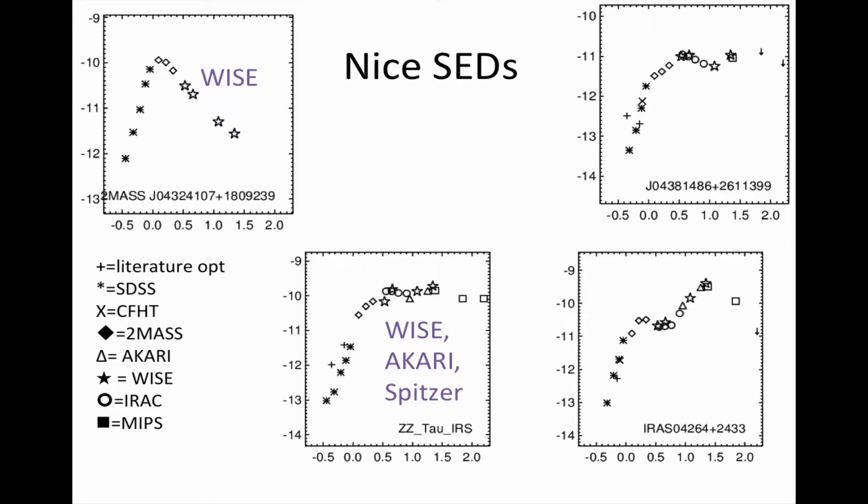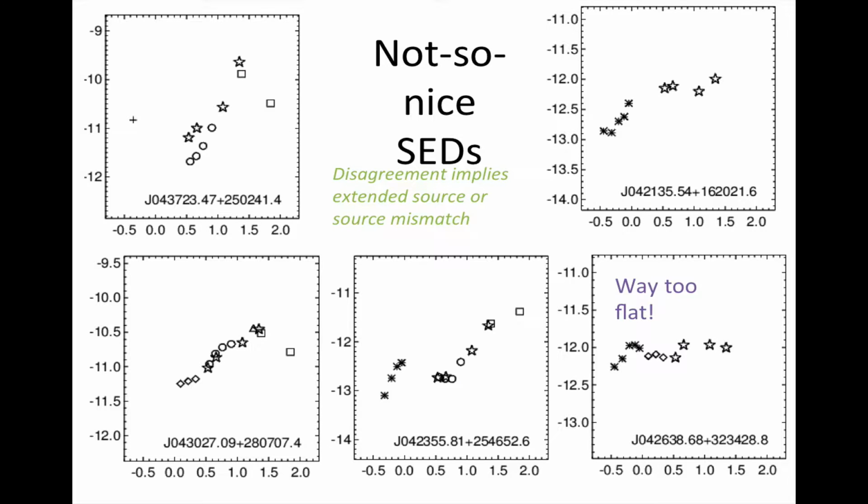These are some nice SEDs from that Taurus paper, and you can see we've got multi-wavelength SEDs. So here we had optical, Sloan, CFHT is also optical data. Then we have 2MASS data, AKARI, WISE, IRAC, and MIPS all together. And these are some nice SEDs. They look just like, you know, pictures from a textbook on what an SED should look like. These are not nice SEDs.